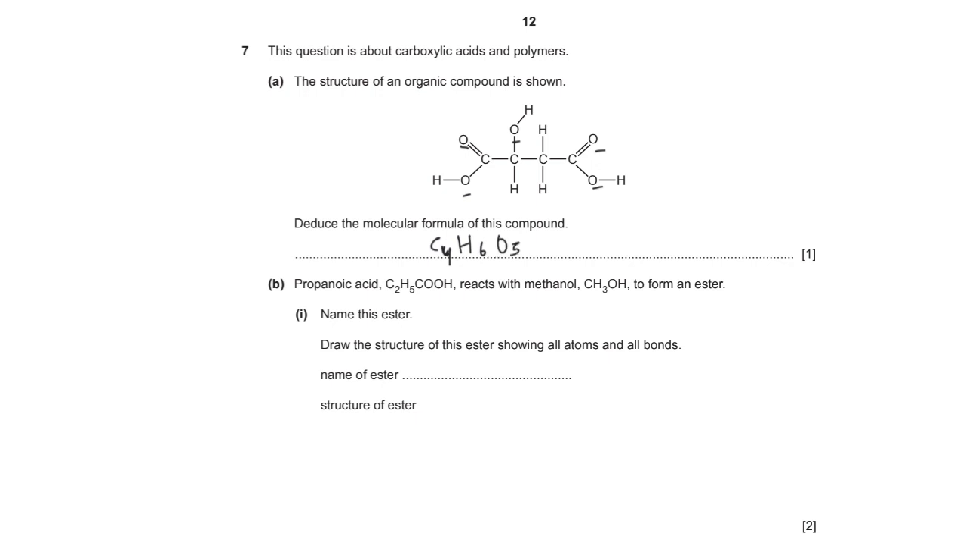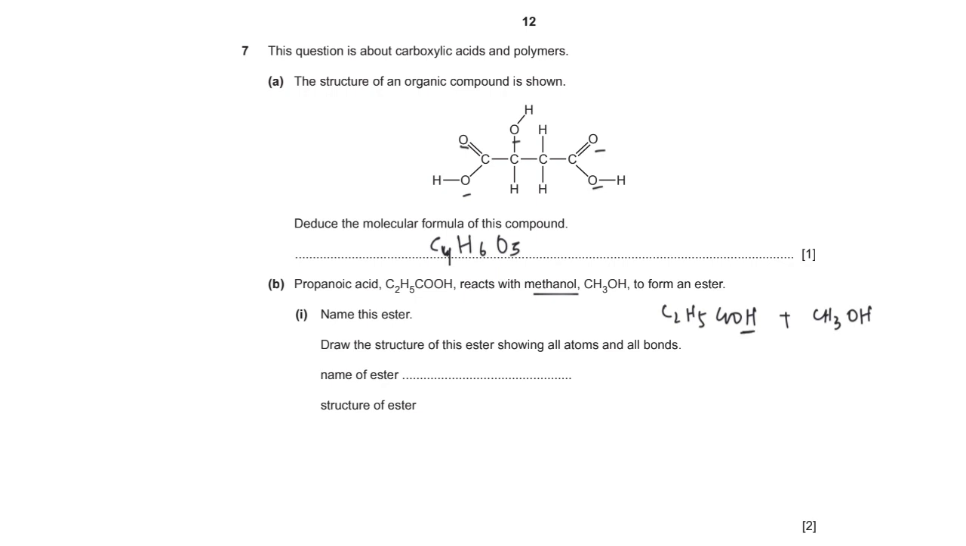Now, propanoic acid reacts with methanol to form an ester. Name this ester. Draw the structure of this ester showing all the atoms and bonds. So, methanol. I have done this reaction before in the last paper as well. Let's do it again, reacting with CH3OH. You will need to write this reaction because you have to reach the structure of the ester, and it's easier if you write the molecular formula first.